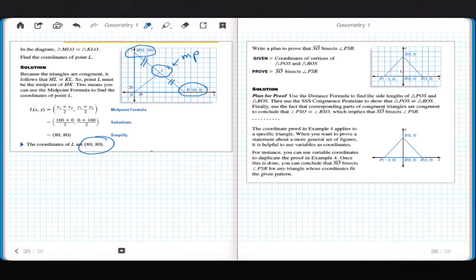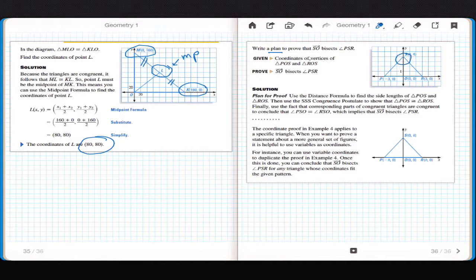Now this next section on the right hand side is a little more difficult. This is when we're looking at proofs. Yay, we love proofs. All they're asking here though is to write a plan for the proof. So we don't necessarily have to write out 1, 2, 3, 4, and 5. So it says write a plan to prove that SO, the ray SO, so we have SO here, bisects angle PSR. So that we're looking at that section right there where it's bisecting.